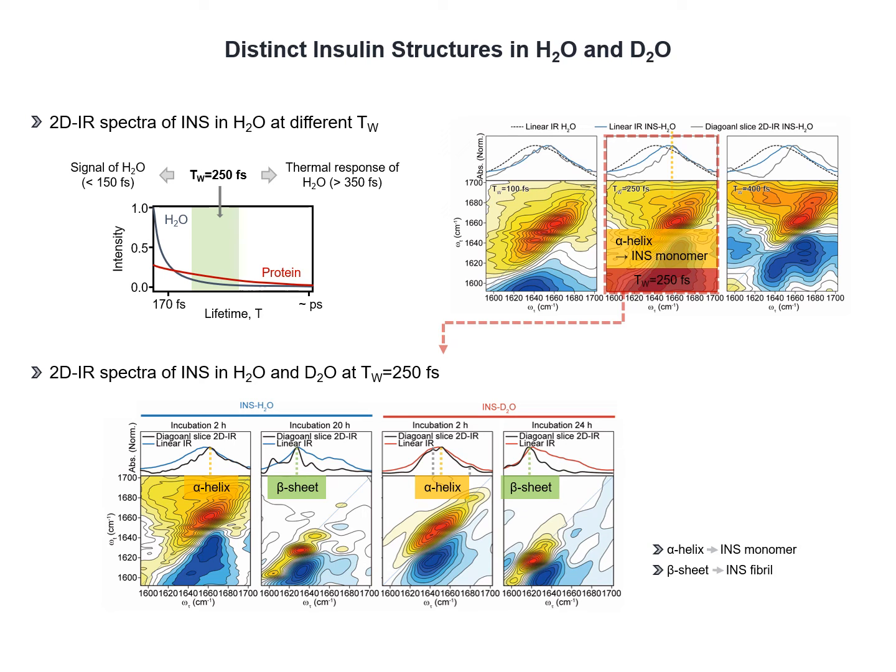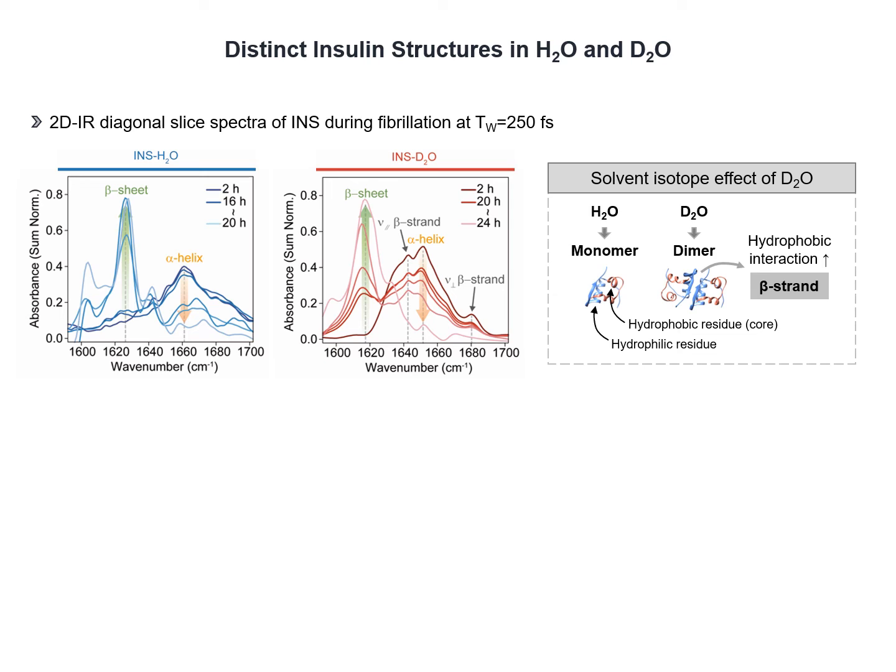At early times, a peak corresponding to alpha helix, which is the native state structure of the insulin monomer, was observed. As fibrillation occurs, a peak corresponding to beta sheet, which is the structure of the formed fibril, was observed. Interestingly, due to the improved spectral resolution of 2D-IR, two more peaks were observed in the early time of fibrillation in heavy water. These different spectral line shapes in the initial spectra of water and heavy water mean that insulin has a different initial structure in the two solvents.